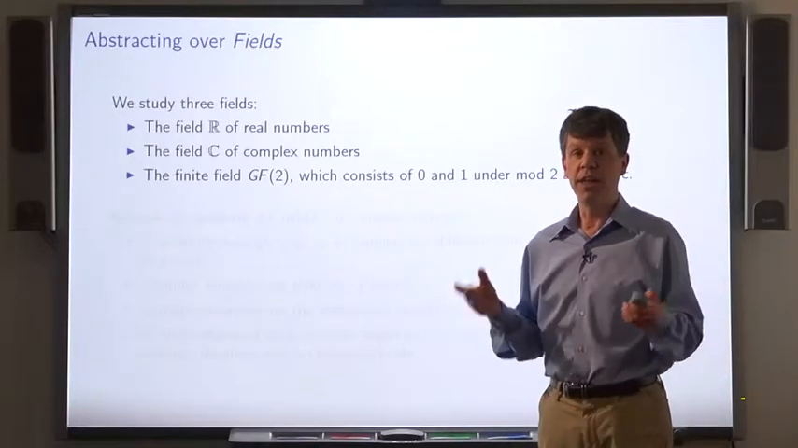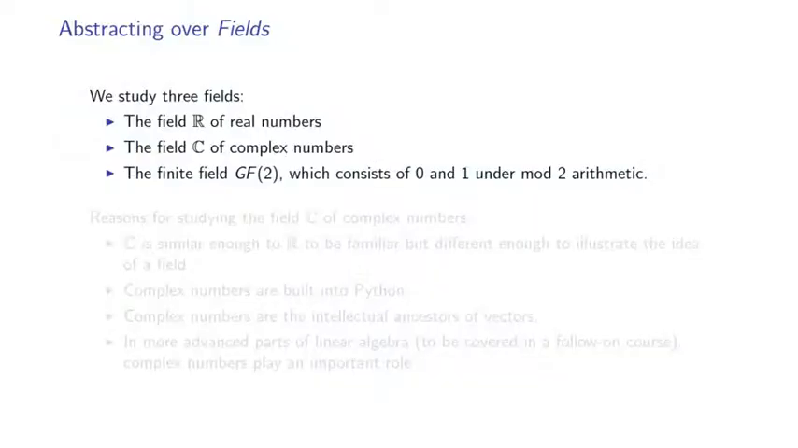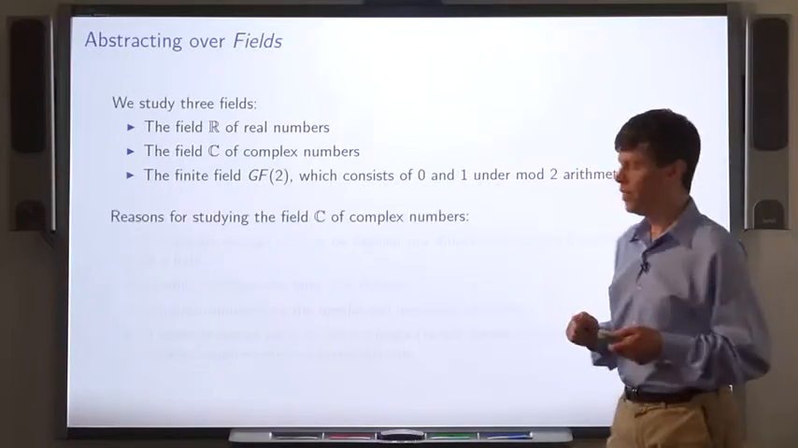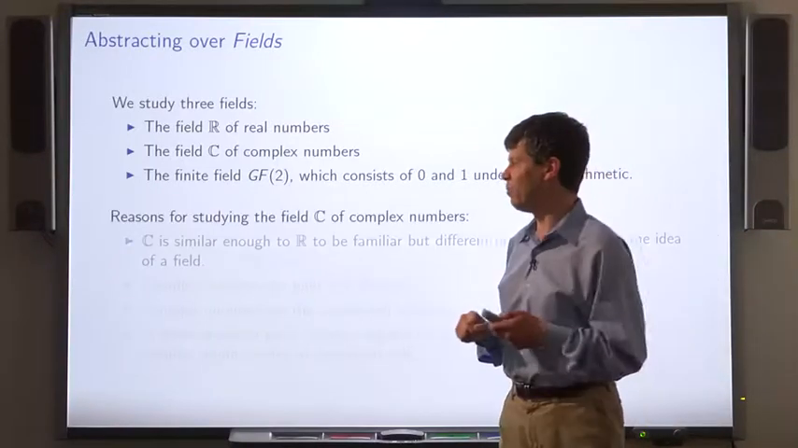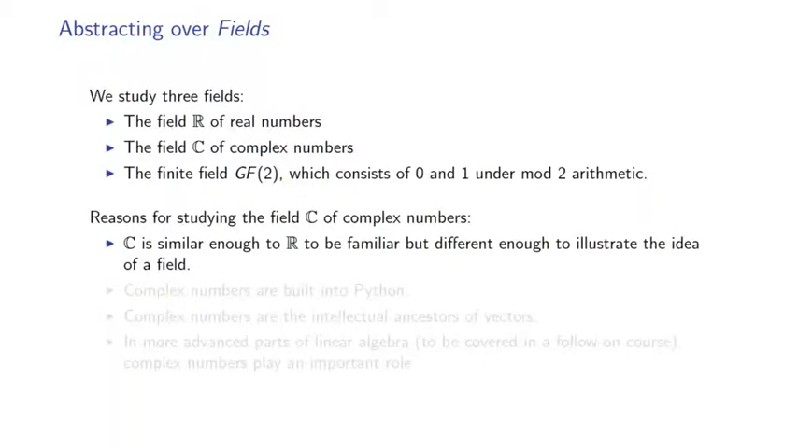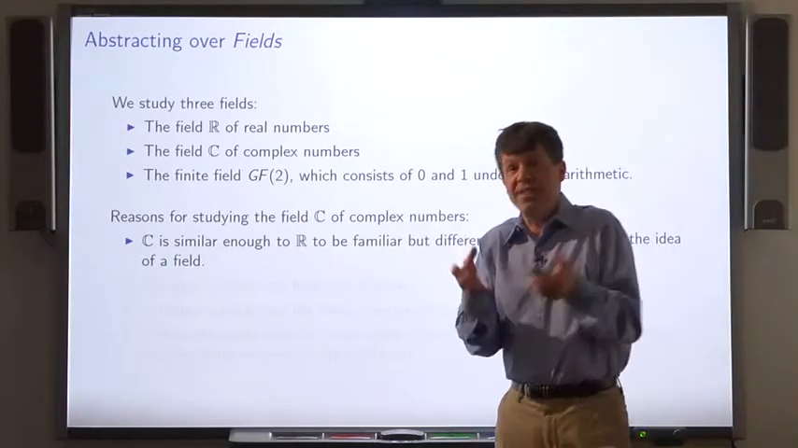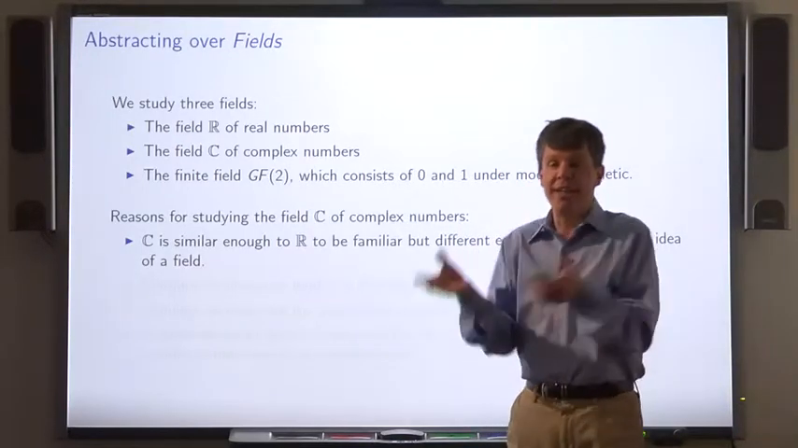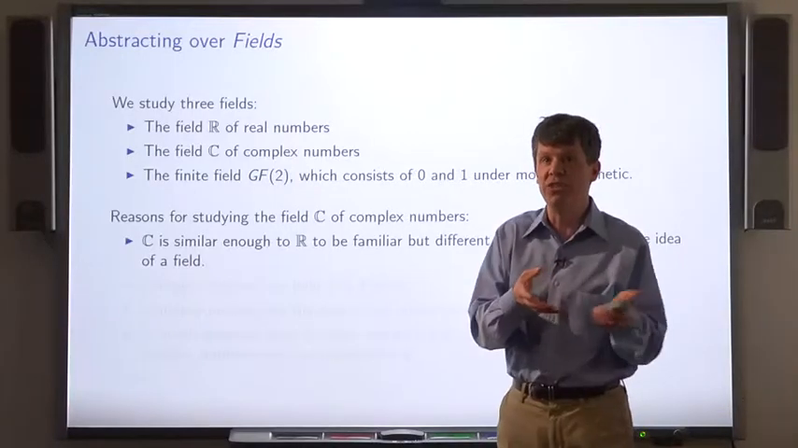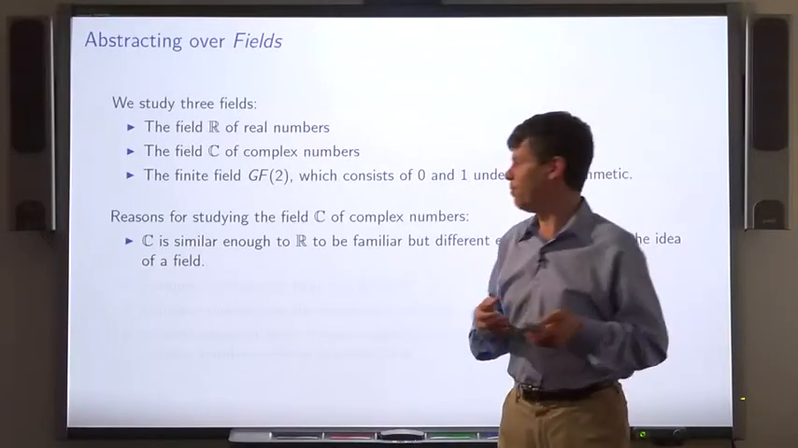So we're going to study three fields in this class. The field of real numbers, because that's a very familiar one. The field of complex numbers, and the finite field, which I call GF2, which consists just of 0 and 1. And here's why we're studying the complex numbers. For one thing, the set of complex numbers is very similar to the set of real numbers. So we can experience this idea of abstracting, of generalizing, of choosing different fields without it being that different.